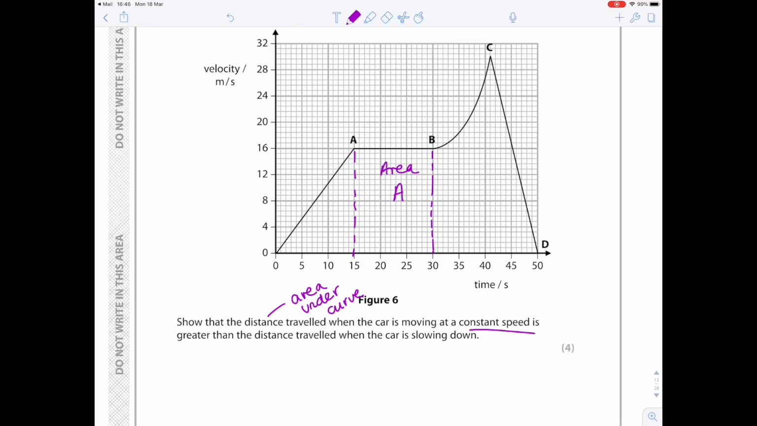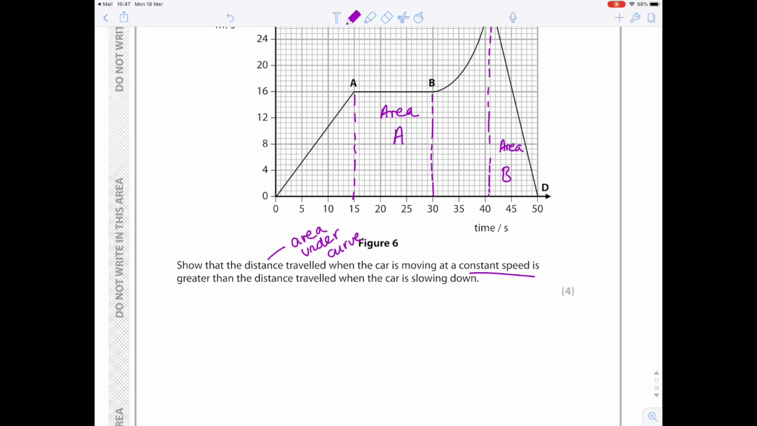And we need to compare it to the distance travelled when the car is slowing down. So obviously that's when the speed or the velocity drops, and that will therefore be between C and D. So I'm looking down here. So we're looking for this area, area B, which is a triangle, which makes it quite hard. So let's do area A first of all, which is nice and straightforward.